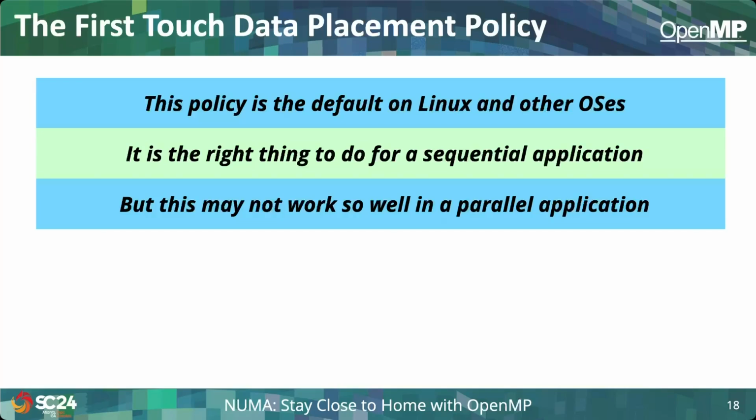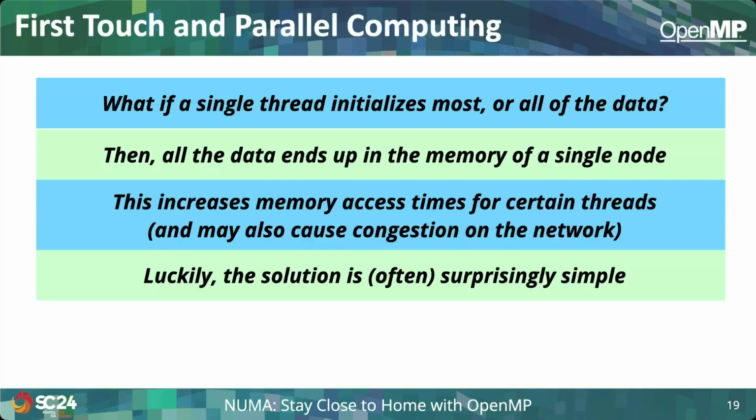First touch is the default on Linux and every other general purpose OS that I know, because it's the right thing to do for a sequential application. When you run your application single-threaded, you want to have all the data in the memory where you're running. So that makes sense. The thing is, in a parallel application, that's not always so obvious. So first touch is a good policy, but in a parallel application, things could be a bit different and not the way you like it.